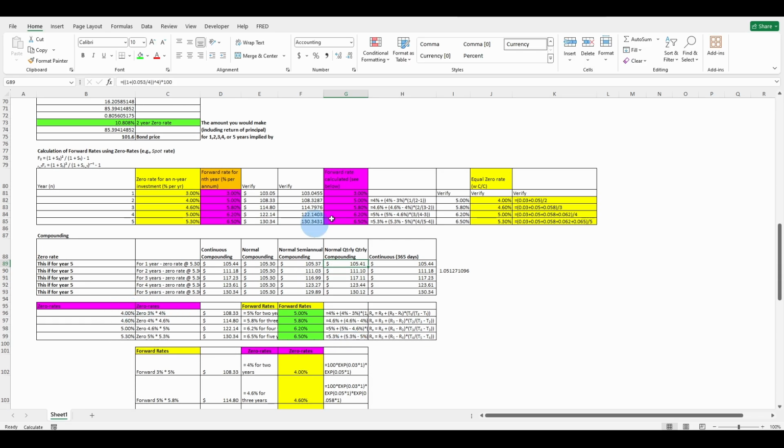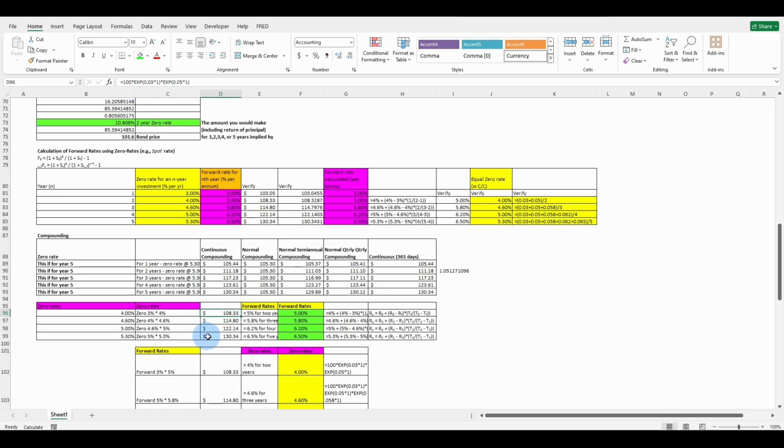Now, zero rates, you remember here we have our verified zero rates, which is 4%, 4.6, 5, 5.30. So we took 0.3 times 4, 0.4 times 4.6. Did I do any math here? We have this 108.33. This number right here, 108.33. We took EXP, and here we have 100 EXP 0.3.